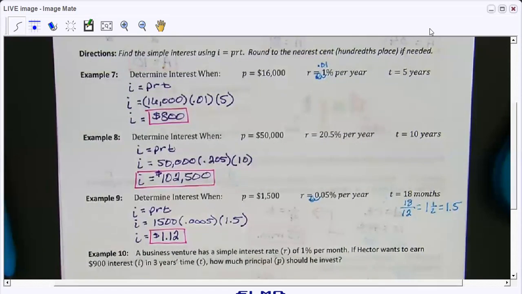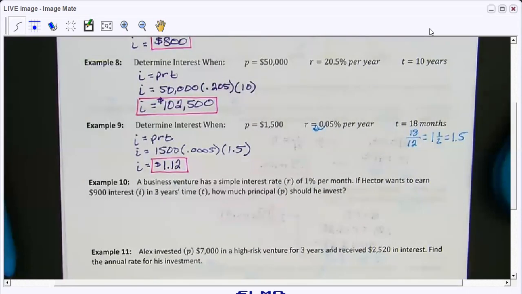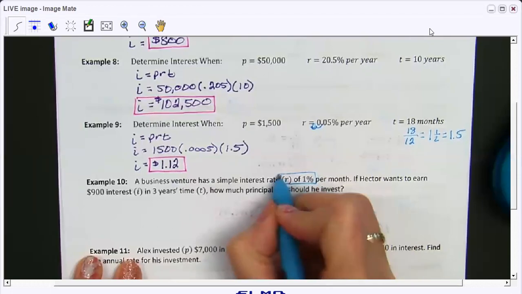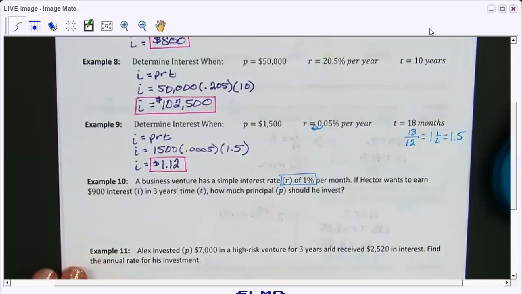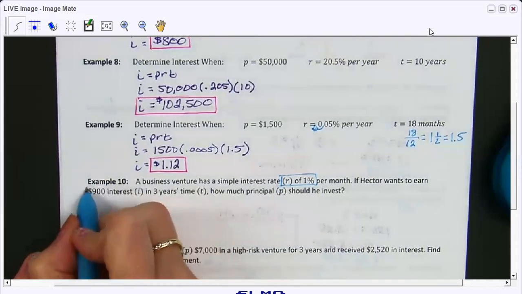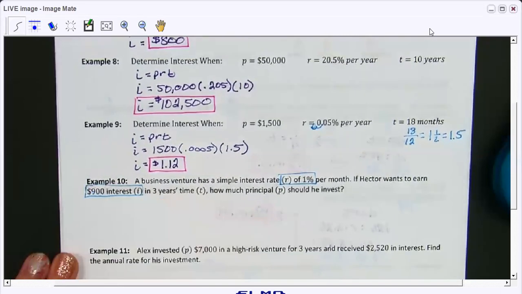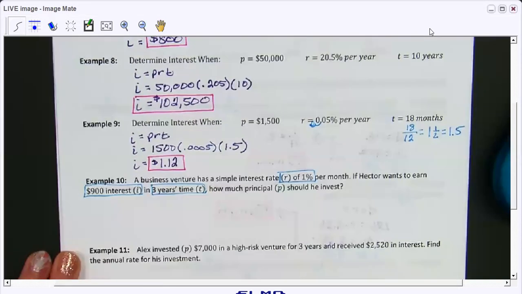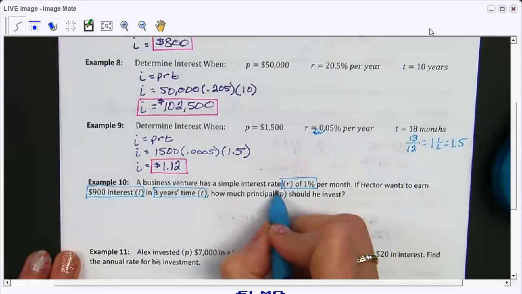Okay, we're going to move to the word problems. The word problems are the same. You just need to be able to identify what is the principal, what is the rate, what is the interest, what is the time in the word problem. So here we go. A business venture has a simple interest rate of 1%. So they're telling us that this is 1%. If Hector wants to earn $900 in interest, okay, I is 900. In 3 years, time is 3 years, how much is the principal?